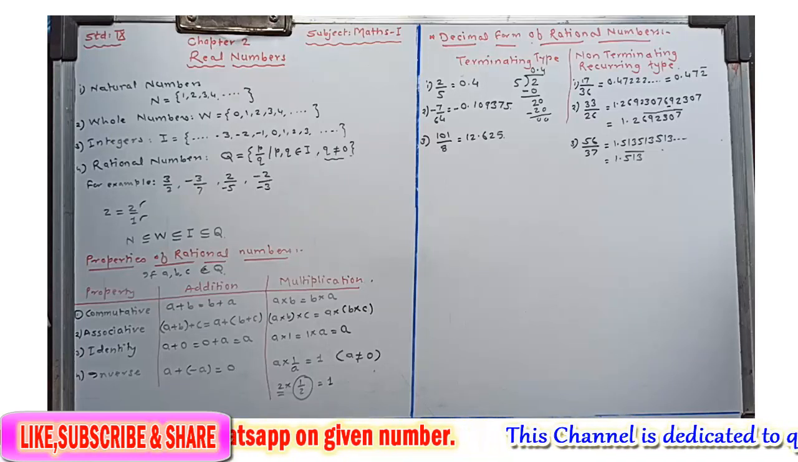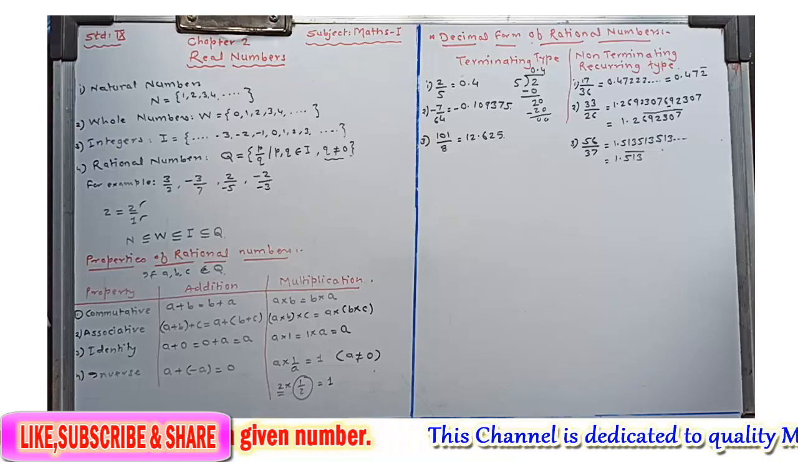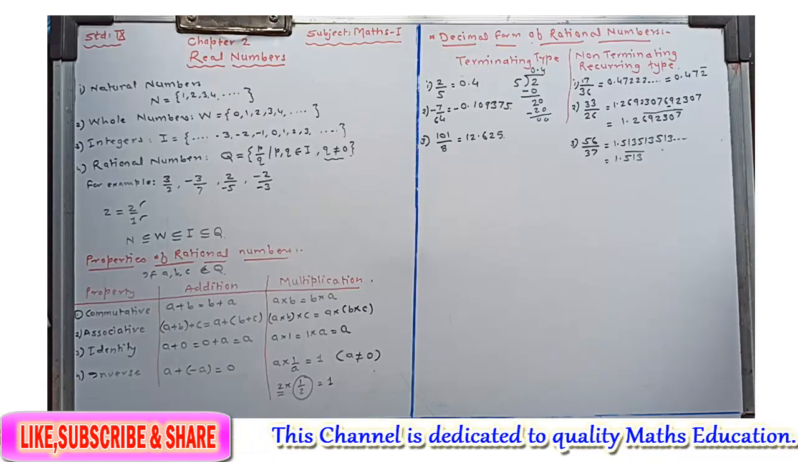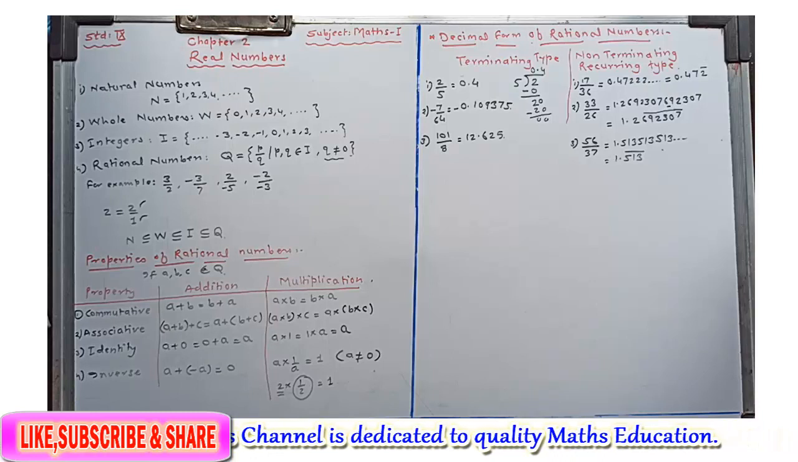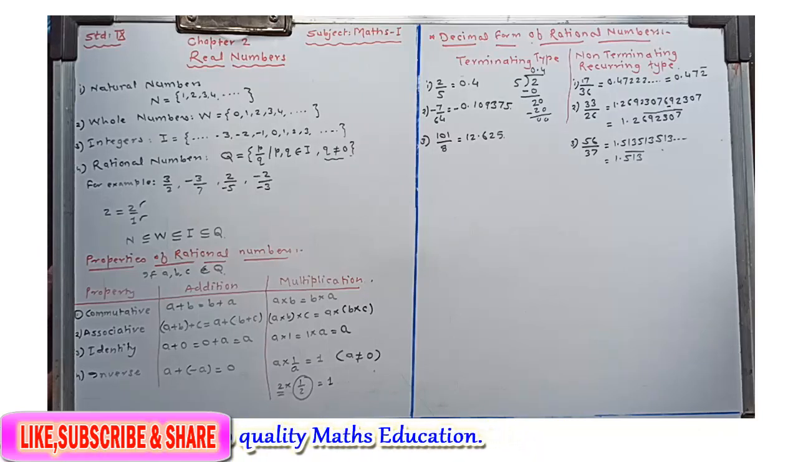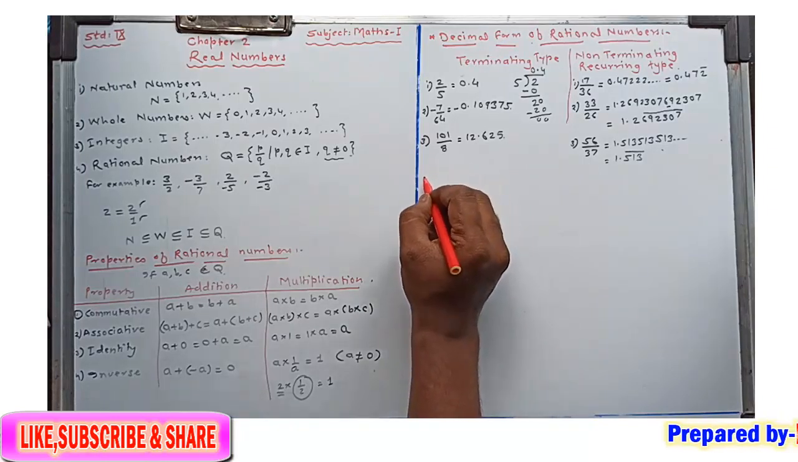So this is the decimal form of a rational number. It is either terminating or non-terminating recurring. Okay, so from practice set 2.1 we have to classify the decimal form of the given rational number into terminating and non-terminating recurring type. So there is one shortcut. Okay, so I put that note here.